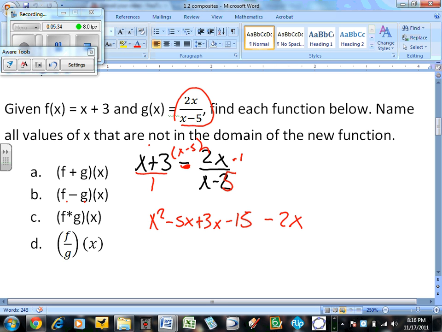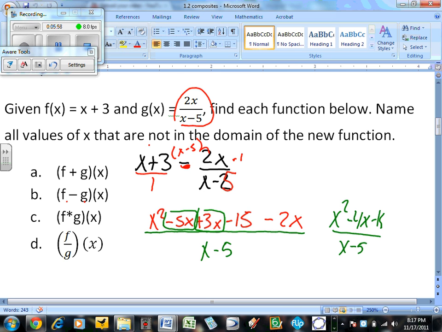All right? That's kind of like one of those we had on that algebra review I had for you. All right? And then my common denominator is x minus 5. And now we can, again, combine like terms. This time, negative 5x plus 3x is a negative 2x, minus 2x is a negative 4x. So I have x squared minus 4x minus 15 all over x minus 5.